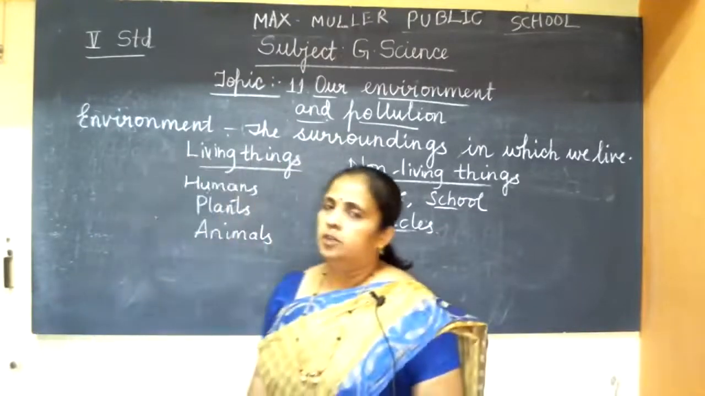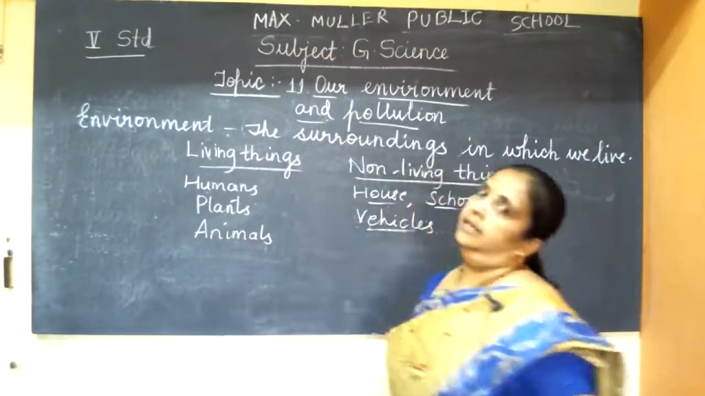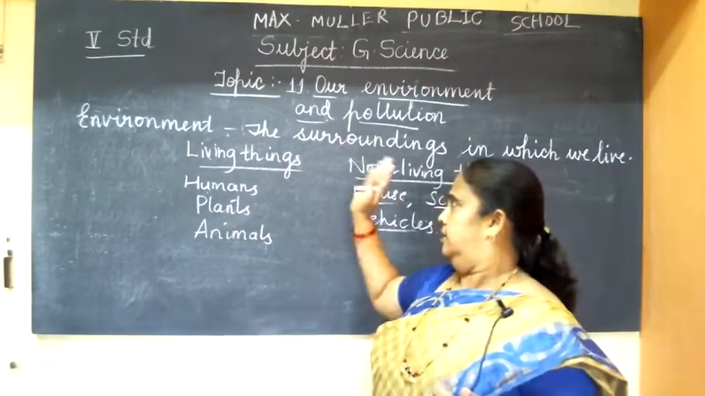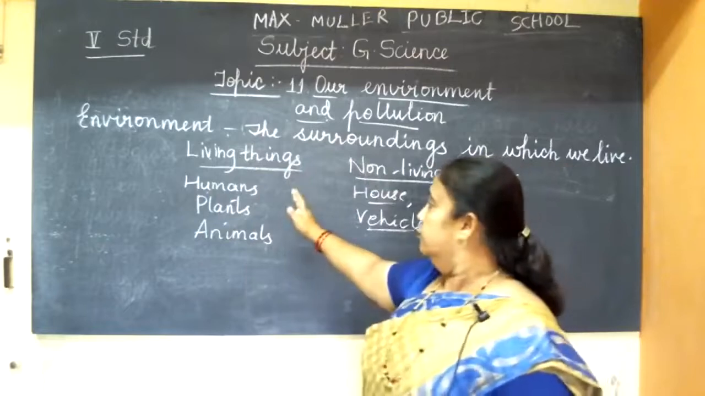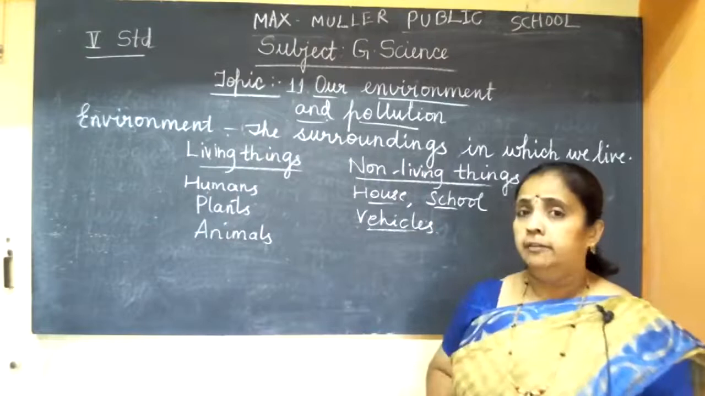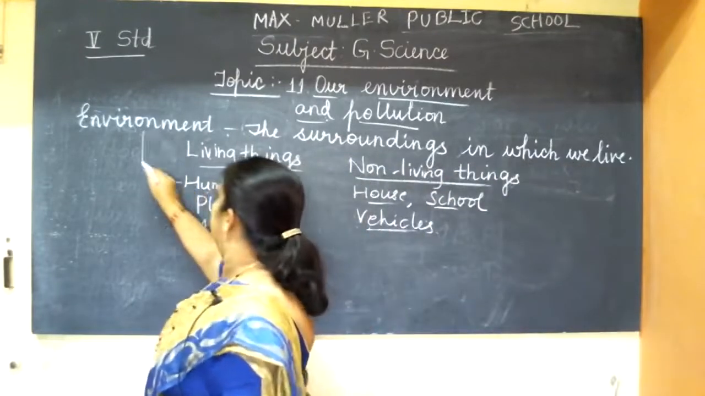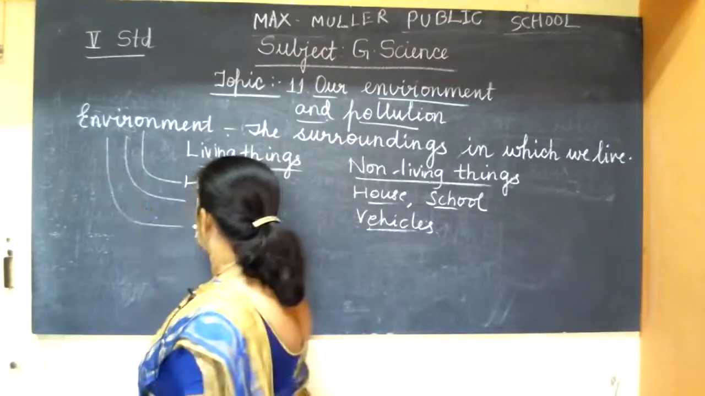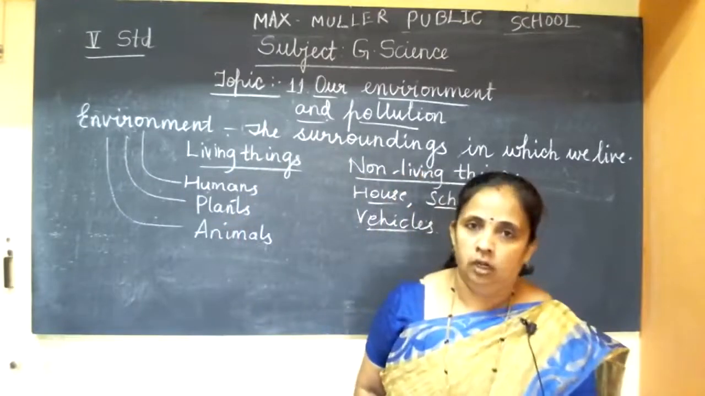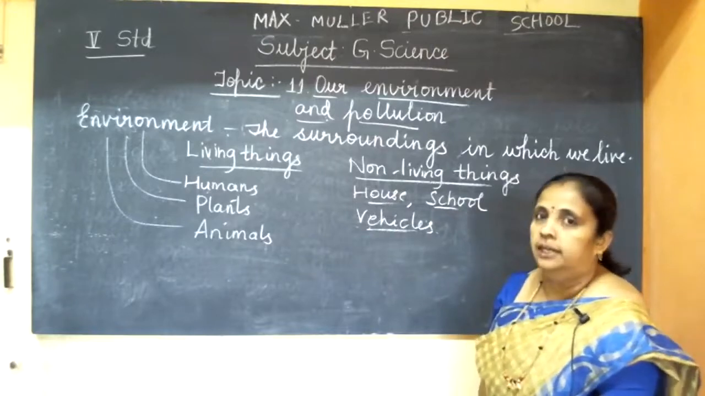Okay. So we see so many things in the environment. Those things are living things and non-living things. Okay. So as I said, this forms the environment. Even we are there in the environment. Okay. So this environment has an effect on humans, plants and animals, and humans, plants and animals also have an effect on the environment. Okay, there are a few things which are responsible for spoiling the environment.